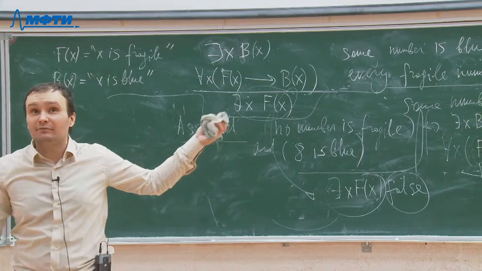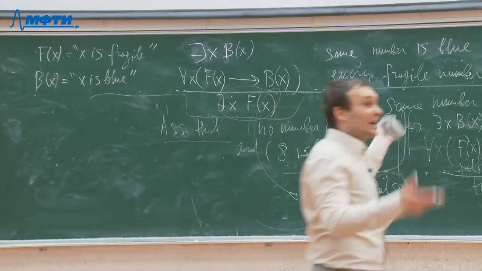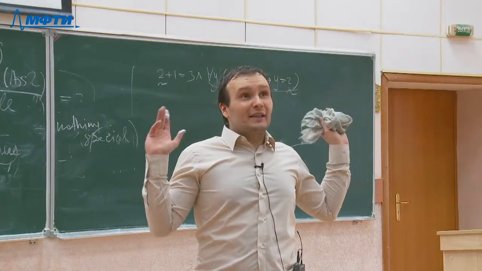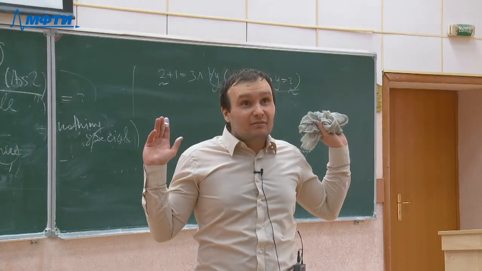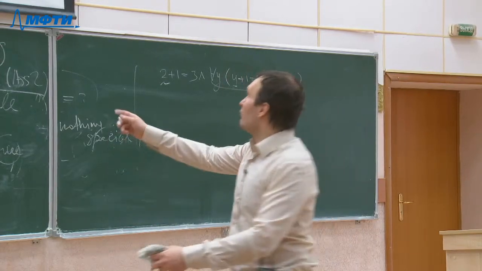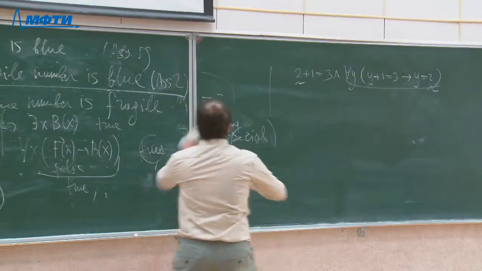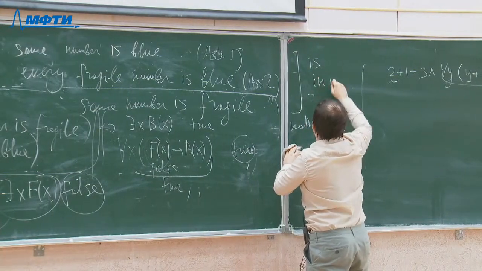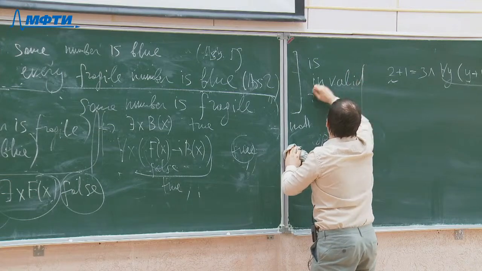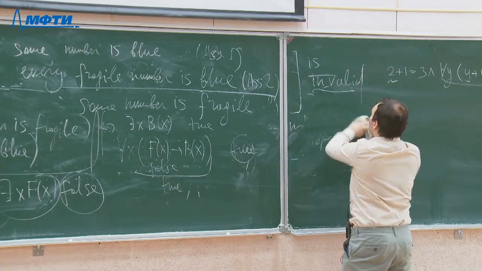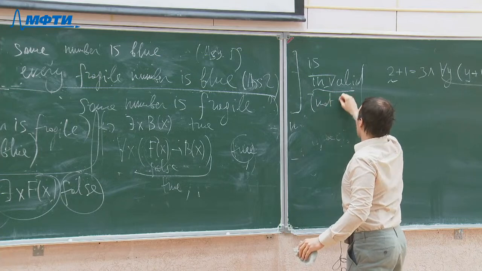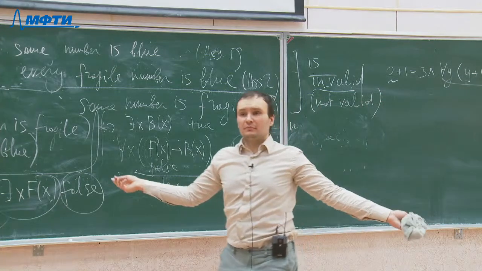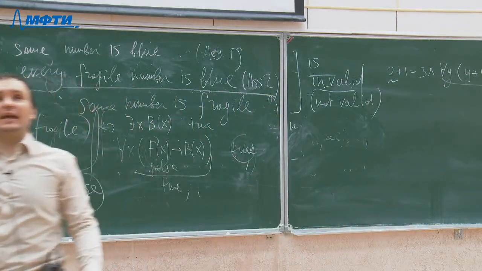It's possible that our assumptions are true, but the conclusion is false. Is it clear? So we have proved that this one is not valid, or is invalid. It's invalid, not valid. Is it clear?